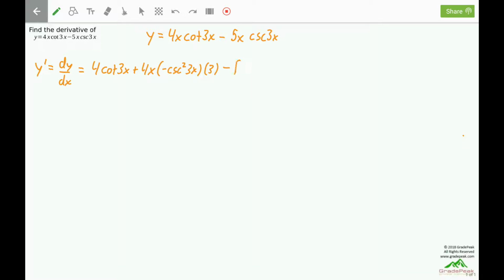And then all of this we're going to subtract the product rule of the next term, which are these two multiplying each other. The derivative of 5x is a 5 times the cosecant of 3x left alone, plus the 5x left alone, and then the derivative of the cosecant, which is negative cosecant cotangent. Each will have a 3x. And then we multiply by the derivative of the inside of that trig function, which is a 3, to complete the chain rule.